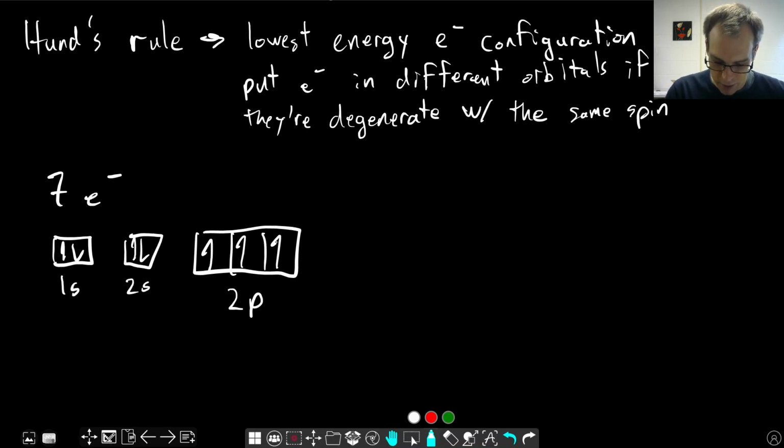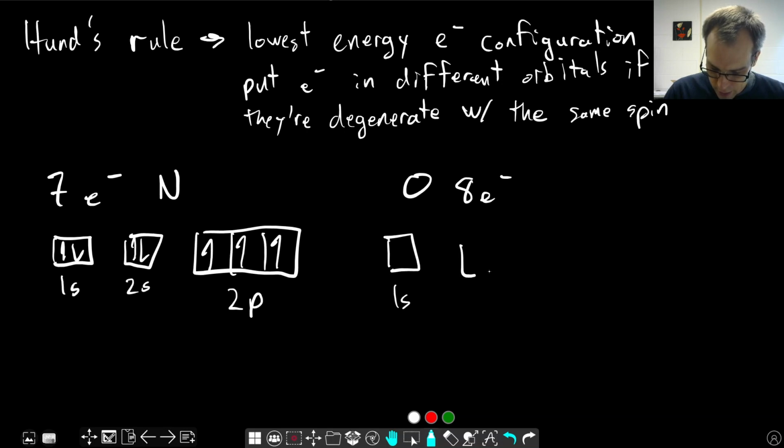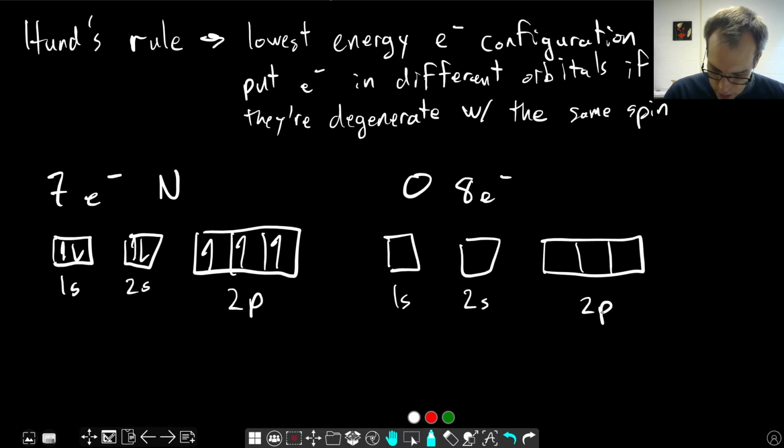So this is nitrogen here. Now we have oxygen with 8 electrons. We're going to have our 1s, our 2s, and 2p orbitals. These orbitals will be filled up because they're lower in energy. We'll put 1 electron into each of the 2p orbitals, and then our last electron will go in as the second electron in an additional 2p orbital.